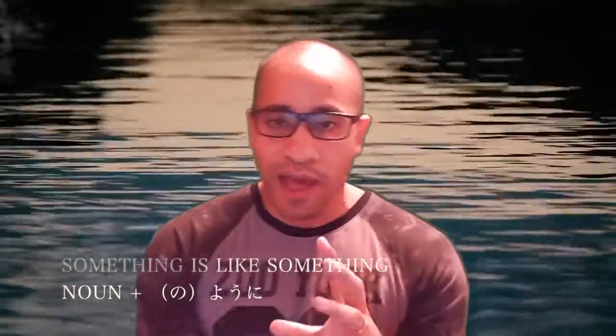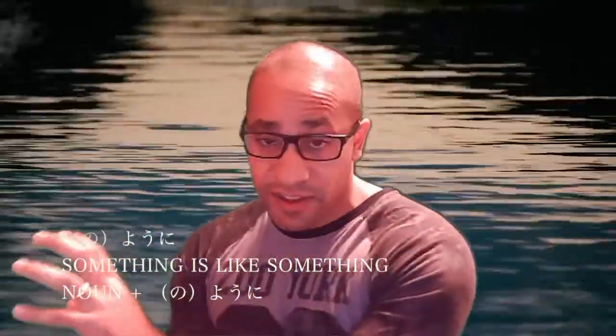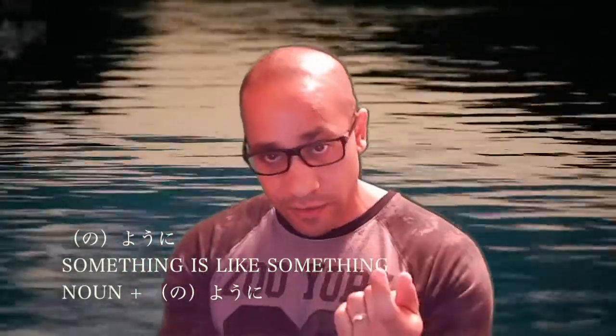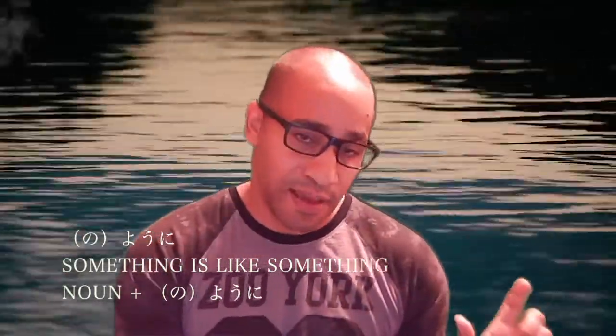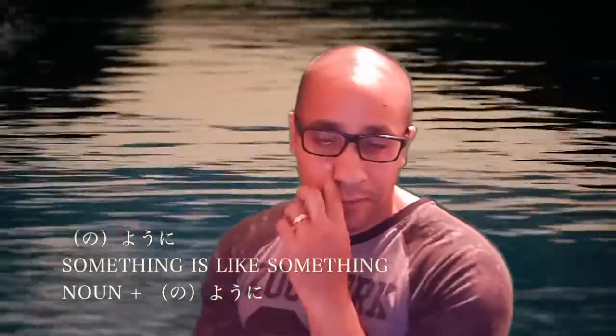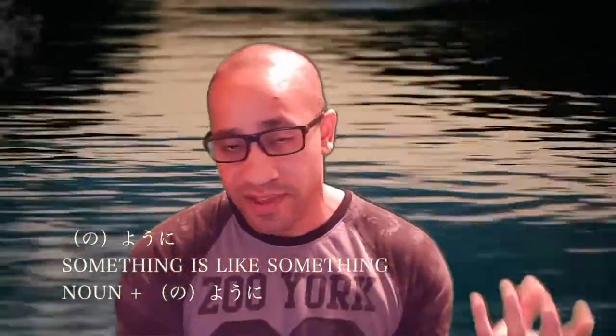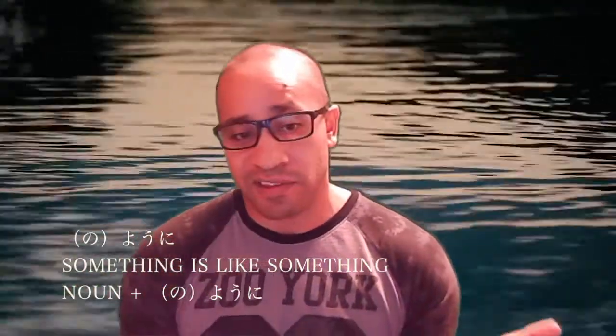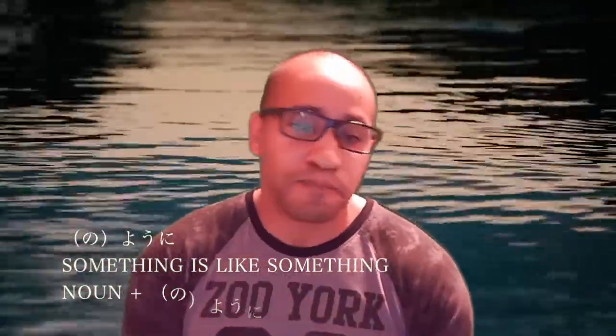Alright. Let's go on to no yo ni. In the no yo ni, this is trying to say that something is like something. Remember, no yo da means something looks like something. When you have the ni here, it makes that a little bit different. If you want to say like something, you take a noun and add it to no yo ni, and then it means like something.